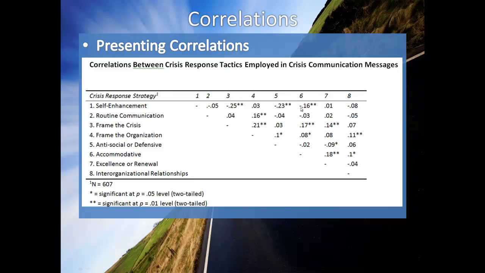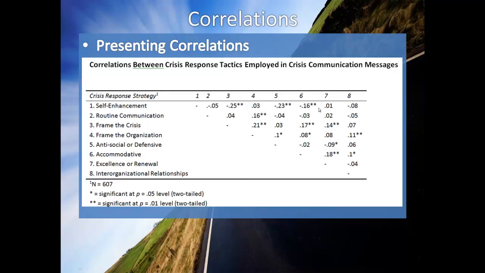Let's start with the sign. It's a negative number, so it's a negative correlation. This tells us that as the use of the self-enhancement strategy increases, we're much less likely to also see an accommodative strategy used. But is this significant?